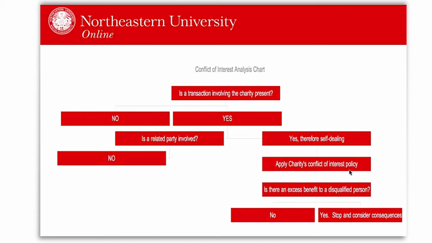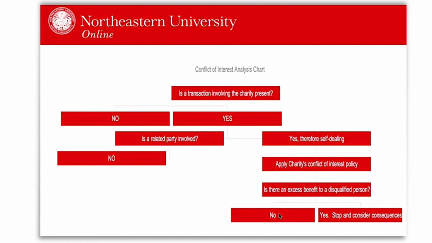Now we apply the charity's conflict of interest policy, which in this case said the board had to go through a bidding process, and it did. And the board member's company came in well below anyone else. So really, the charity, Community Servings, is getting the benefit of the transaction, because the food that they're purchasing from this business, they're getting at a huge discount, a better discount than they would get anywhere else. So there is no excess benefit to a disqualified person in that case. So we will let that conflict of interest situation stand.